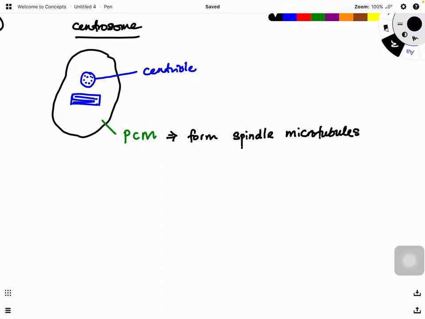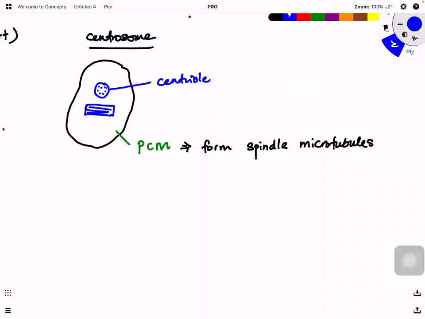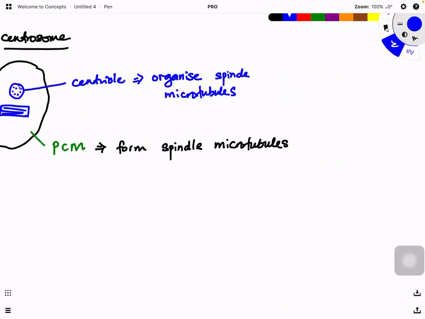But this spindle microtubule is something like a thread. No function. It's just a thread, just a spindle microtubule. So we need to organize it. So who organizes it? The centriole will be the one that organizes the spindle microtubule, so they become a useful array in a useful manner. This useful array is termed the spindle.